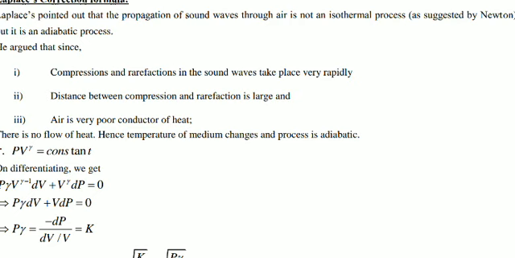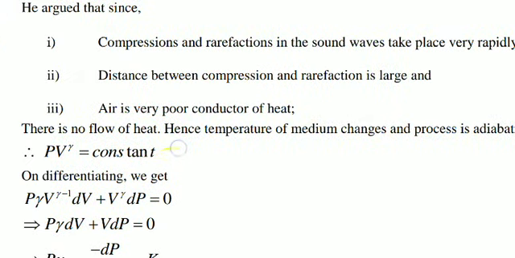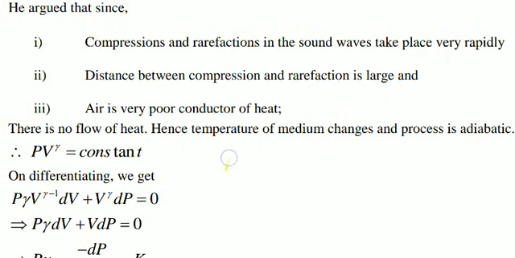The process is actually adiabatic, and if the process is adiabatic, instead of writing PV equal to constant, we have to write PV raised to power gamma equal to constant, where gamma is called the ratio of the specific heats, Cp by Cv. Gamma is equal to Cp by Cv. You have already studied that in thermodynamics, right?